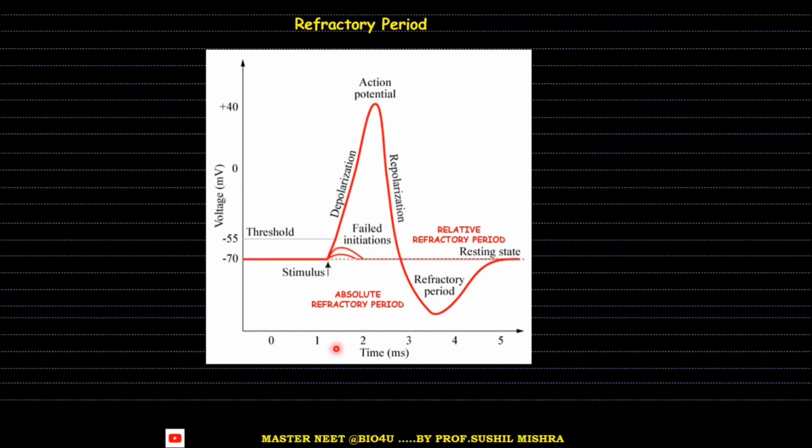And the time period is represented in milliseconds. So the refractory period is somewhere around 0.2 milliseconds. You can consider it extremely small. This action potential, many books say 30 millivolts, some books say 40 millivolts. It's fine.